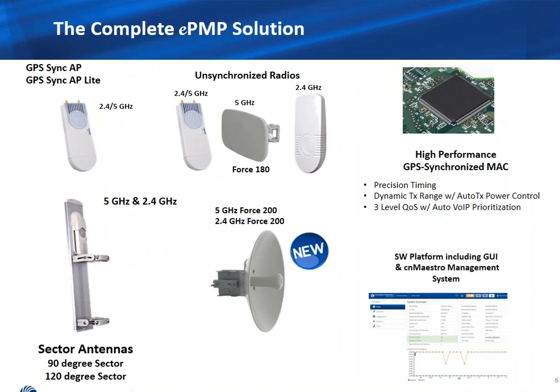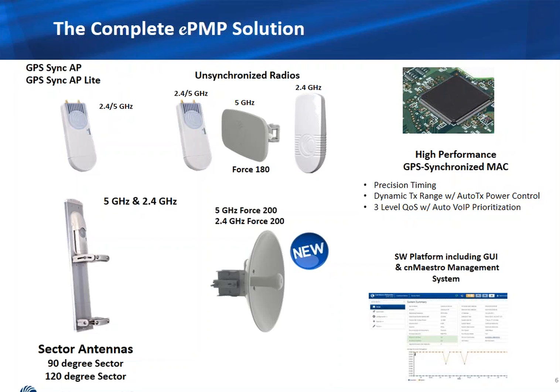So let's talk about the solution and what are the different parts of it. So we have a set of radios and antennas that are available in both the 2.4 gigahertz and the 5 gigahertz spectrum. Any of those radios can be configured to be an access point, a subscriber module, or a point-to-point radio, but some of them are optimized for certain functions. So we have a radio that we call the GPS synchronized AP, that has embedded in it a GPS timing device that gets the precise timing from the GPS system that allows it to run in synchronized mode.